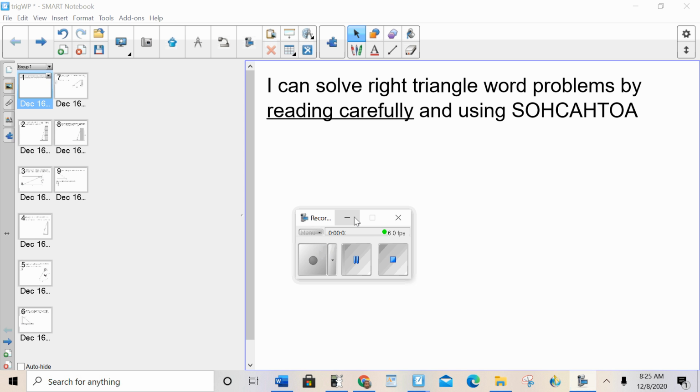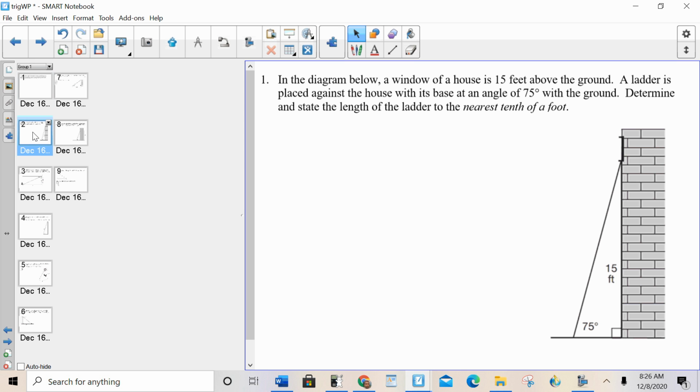Hello everybody. Today I can solve right triangle word problems by reading carefully and using SOHCAHTOA. So at this point you should know how to do SOHCAHTOA, both finding sides and angles, and we're going to incorporate word problems into it. So it's all about reading carefully to get the numbers and the variables in the right spot, and once you have that, it's really nothing new.